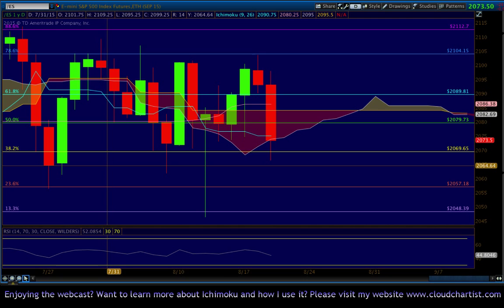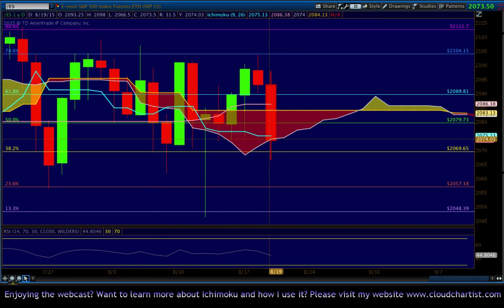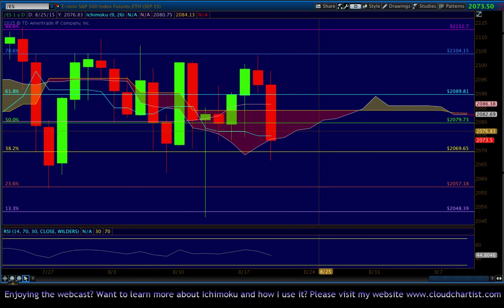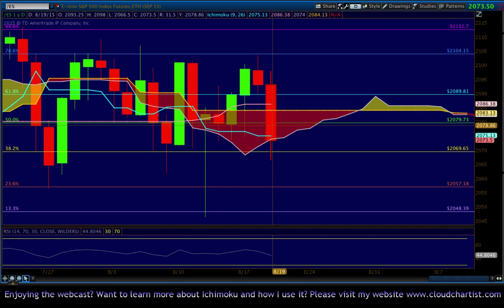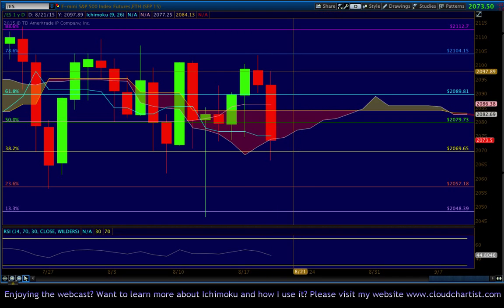So then below that we have 2064, 2065 area as proven by these prior support candles, these tweezer bottoms. If we do go higher, we are first going to have trouble with that 2075, 13 Tenkan Sen, and then the top of the cloud at 2084-ish, and then the Kijun Sen above that at 2086.38. And then, of course, 2088 seems to continually be a problem, and 2100 above that.